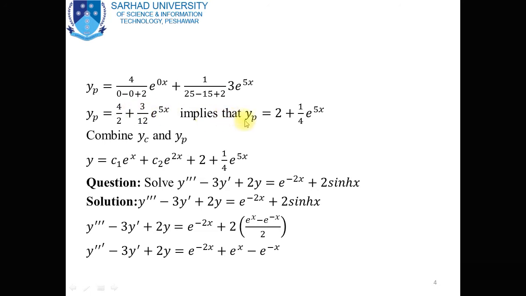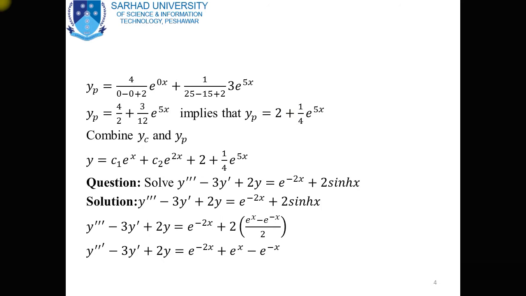So this is the particular solution: 2 plus 1 over 4 e power 5x. Simplify: 3 1s are 3, 3 4s are 12, and 2 2s are 4. So the particular solution is 2 plus 1 over 4 e power 5x.